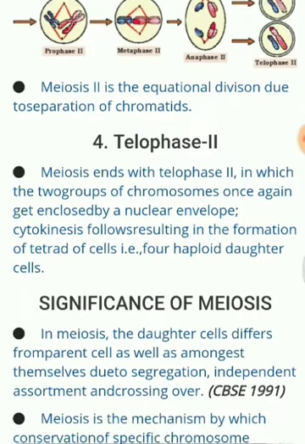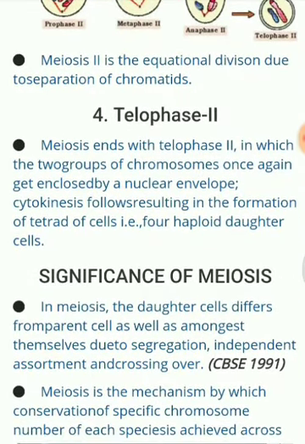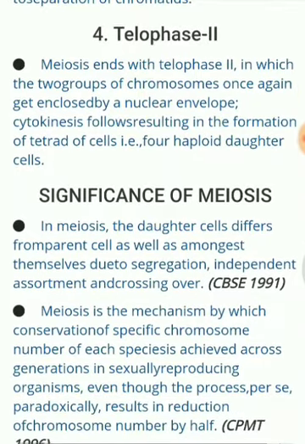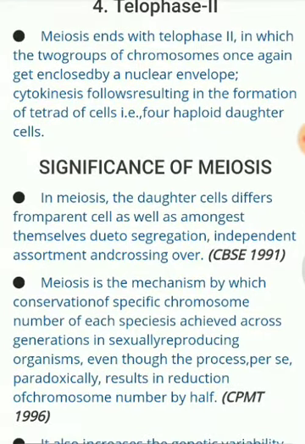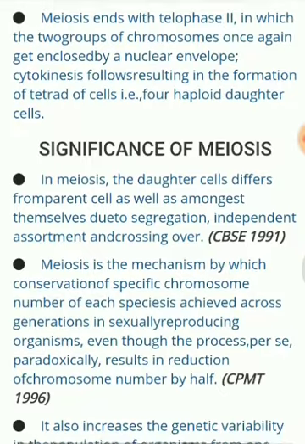Telophase 2. Meiosis ends with telophase, in which the two groups of chromosomes once again get enclosed by a nuclear envelope. Cytokinesis follows, resulting in the formation of a tetrad of cells, that is 4 haploid daughter cells. Significance of meiosis. In meiosis, the daughter cells differ from the parent cell as well as amongst themselves due to segregation, independent assortment and crossing over.